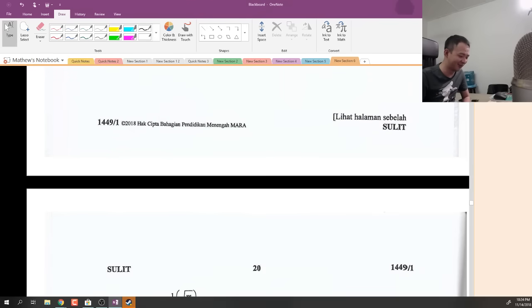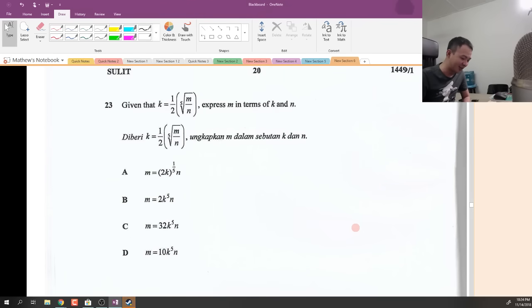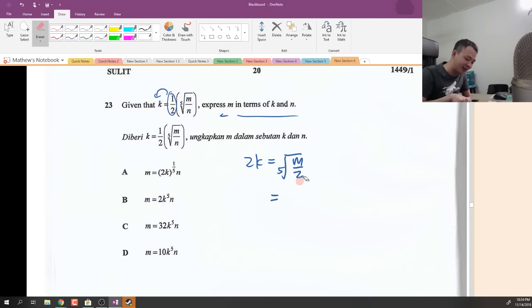Okay, so let me move on to the next one. Express m in terms of k and n. That means I want to make m the subject. So the first thing is I move the 1 over 2 to the other side, I get 2k equals the fifth root of m over n.